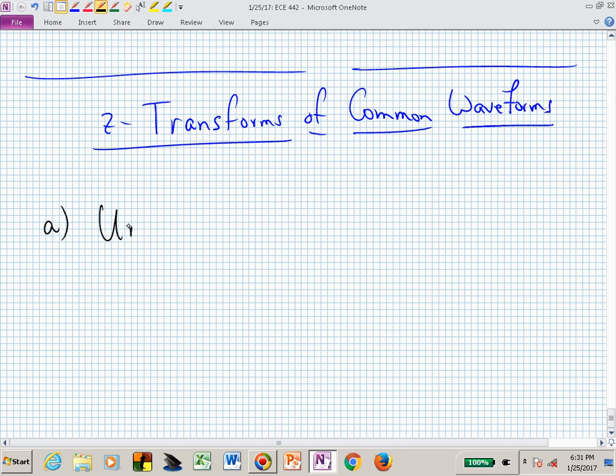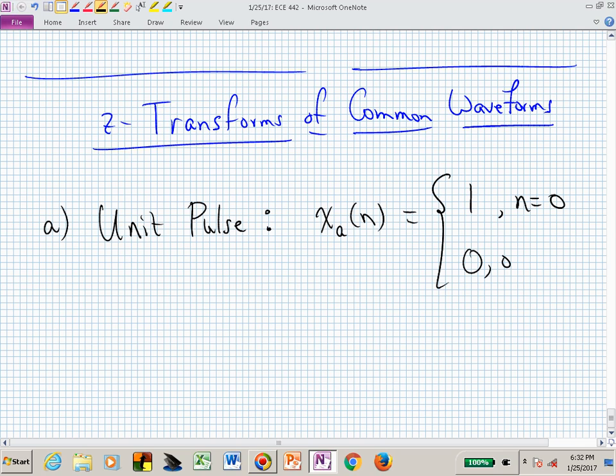a, what I will call the unit pulse. And notice that's not the unit impulse. Somebody might call it that. I just prefer to use pulse. This is now defined as little x sub a of n to be 1 at n equal to 0, and it's 0 everywhere else for all of other arguments of its domain.